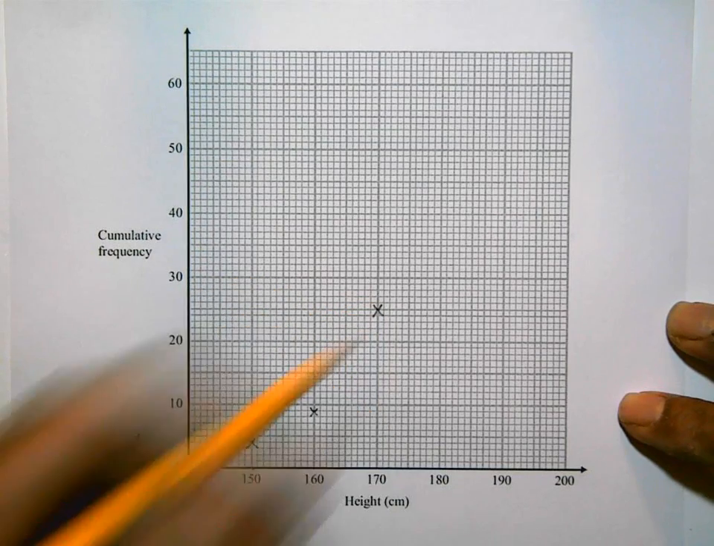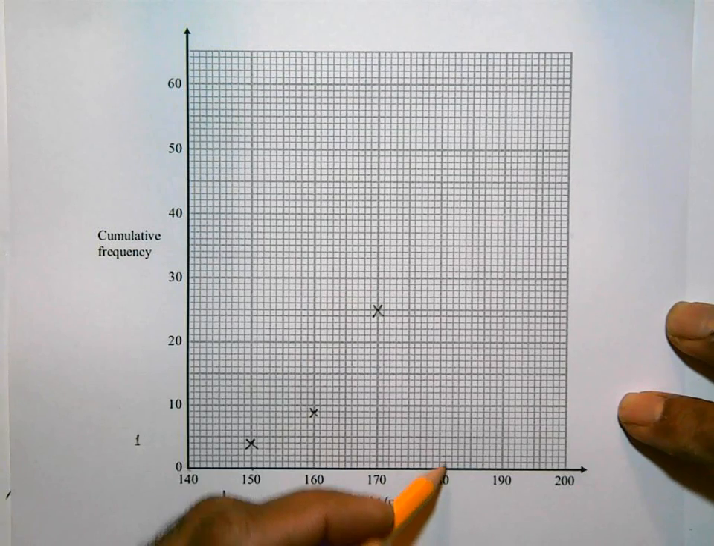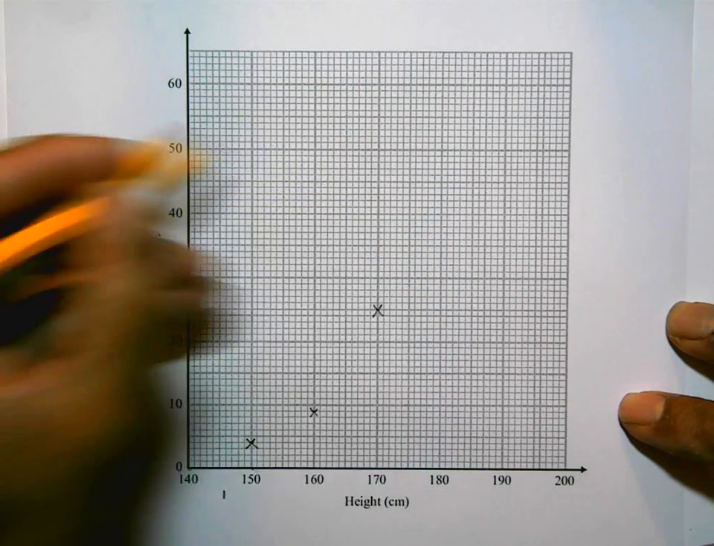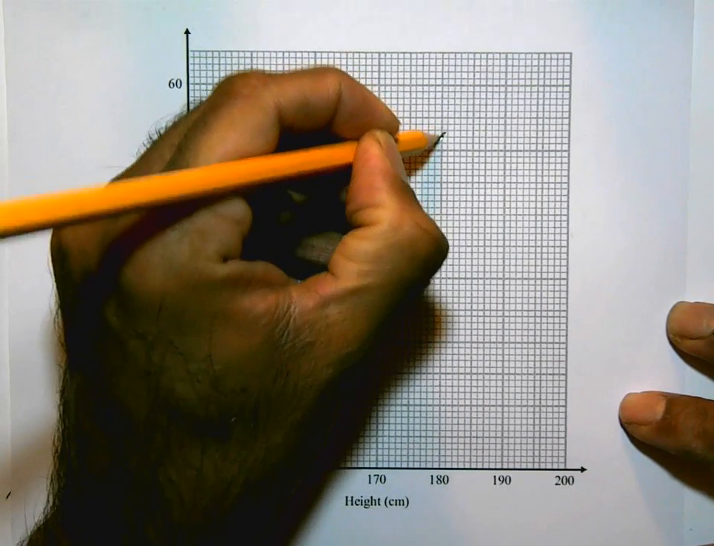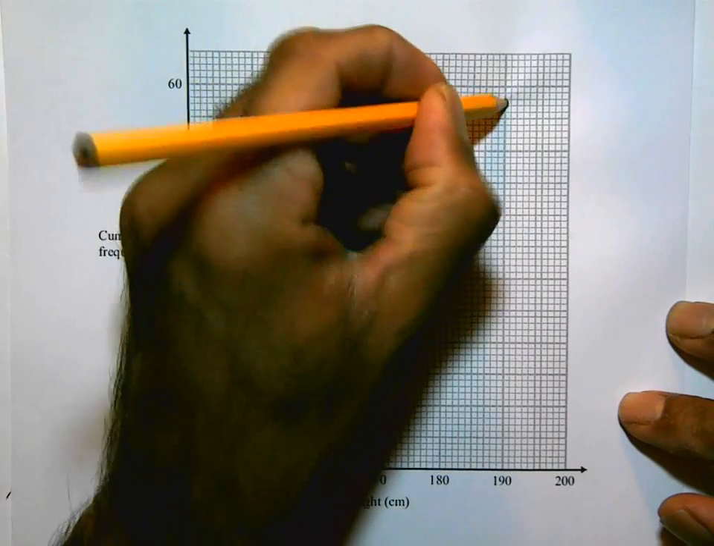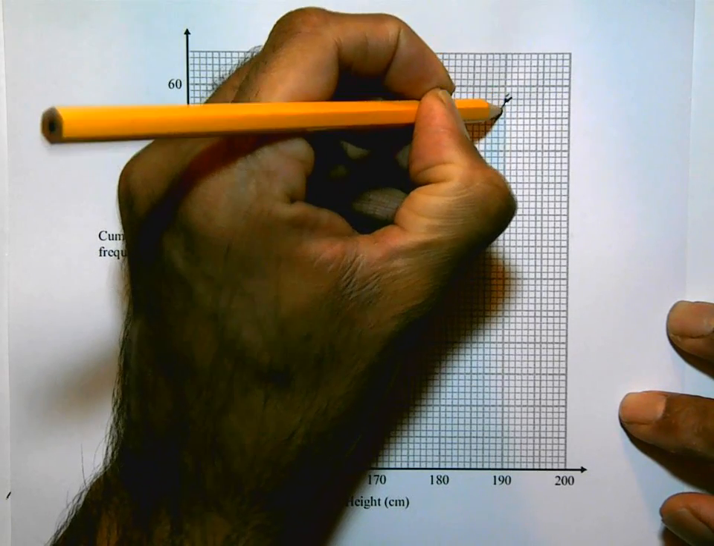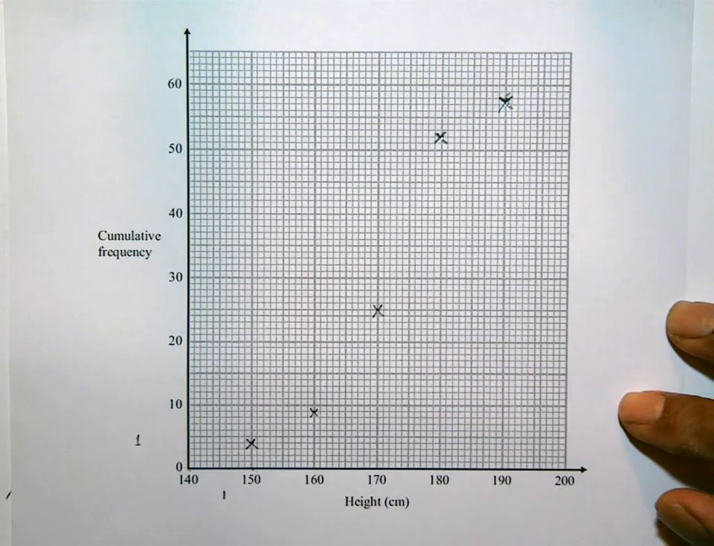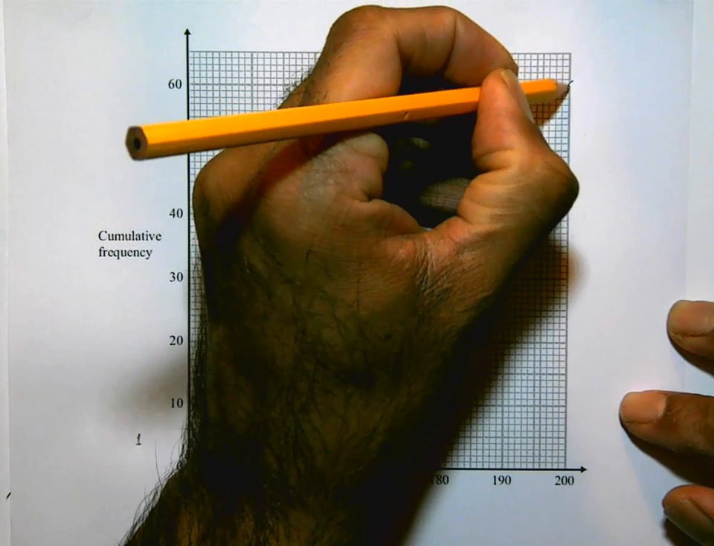180 and 52, so that shoots all the way up to 52. 190 goes all the way up to 57. 57 is there. And finally, 200 goes all the way up to 60. And that's my last point. Okay, and that's the general shape of a cumulative frequency graph.